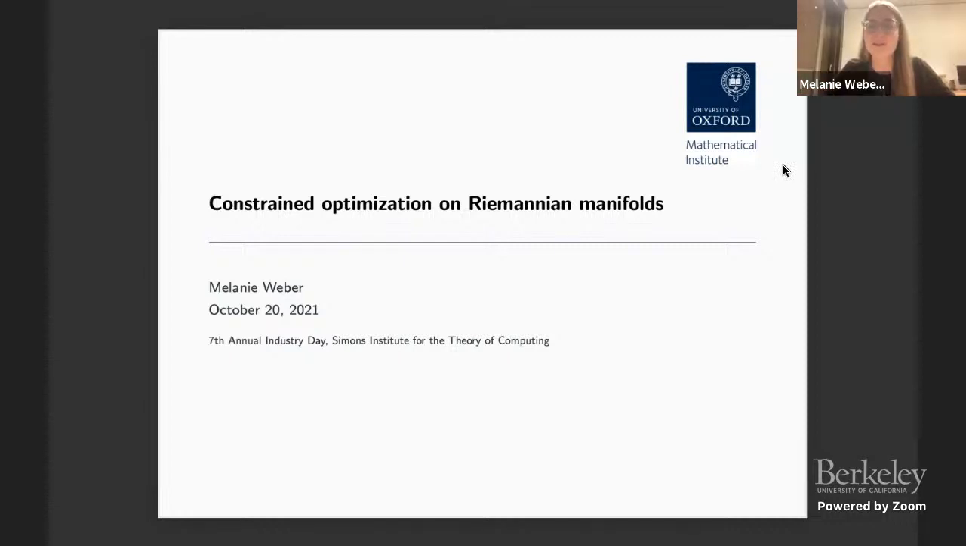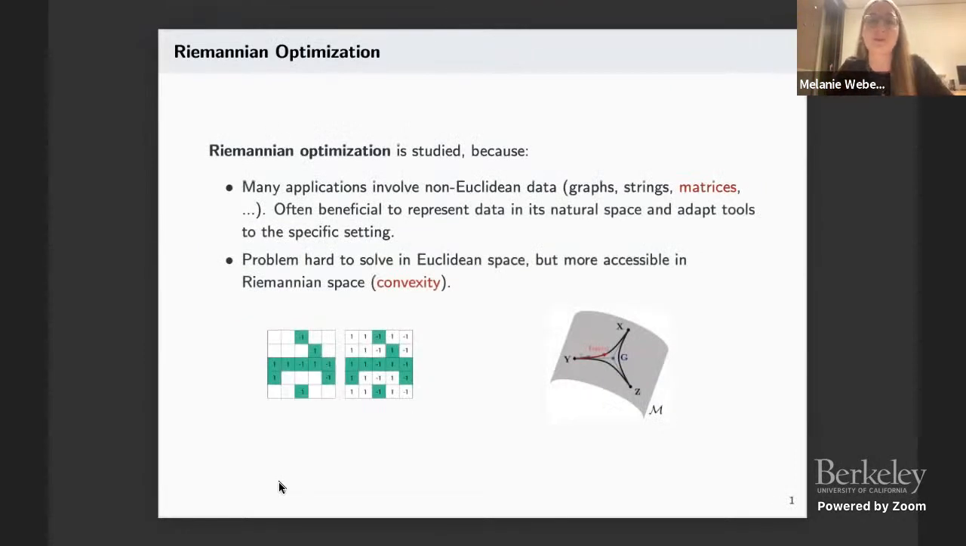So I'm going to talk about Riemannian optimization, and the work in this area is motivated by the following observation. In many applications, we encounter non-Euclidean data. This can be in the form of graphs, strings, or matrices. And in such settings, it can be beneficial to represent the data on a manifold, so in a non-Euclidean space, as opposed to using a standard vector space setting.